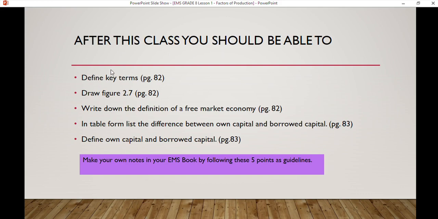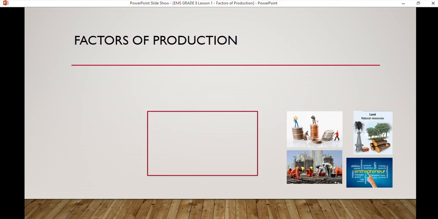Okay, after this class, you should be able to define the key terms, be able to draw the factors of production figure, to write down the definition of a free market economy in table form, list the differences between own capital and borrowed capital, and define own and borrowed capital. And I would advise that you make your own notes in your workbook by following these points as guidelines, as structured in this PowerPoint video.